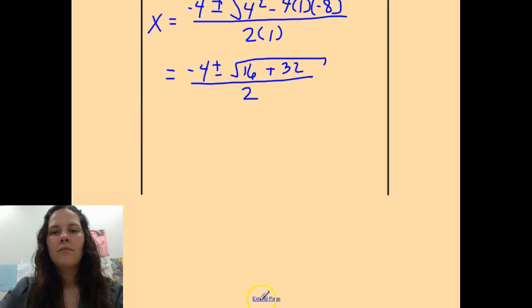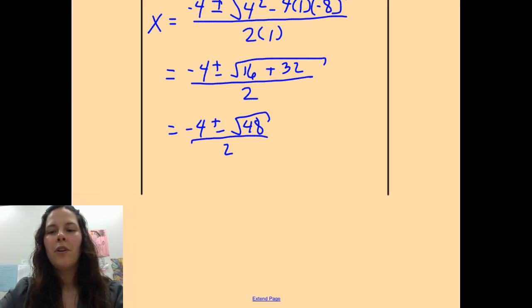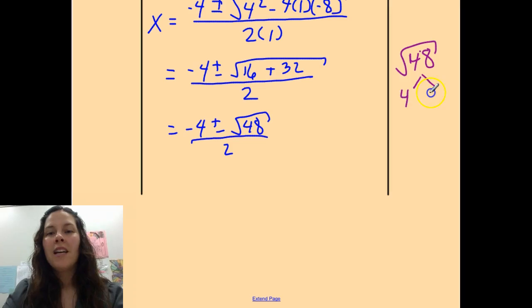All over 2. Adding under the radical, we get 16 plus 32 is 48. And this one does simplify. I'm going to go off to the right here and just simplify the square root of 48 as a reminder of how we simplify radicals. 48 has a perfect square factor of 4. It does have a bigger perfect square factor. Some of you may not recognize it, but 4 is one that you probably do. 4 times 12. And then 12 has another perfect square factor of 4.